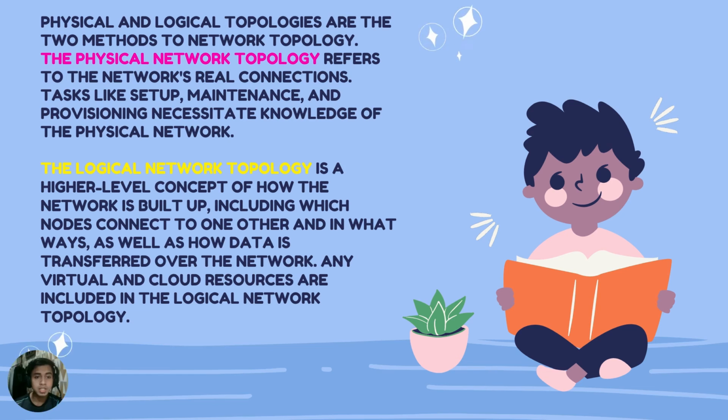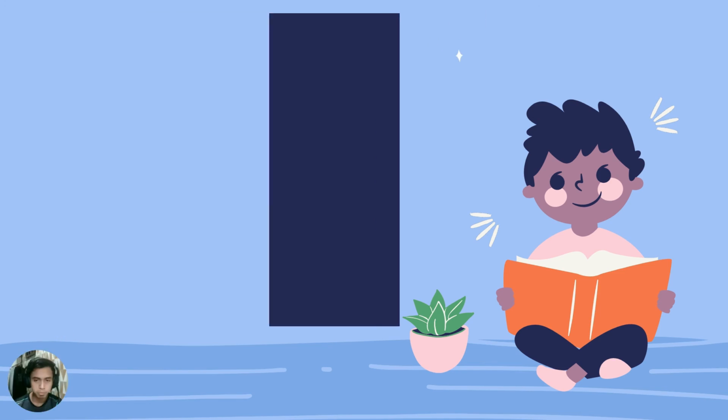So next, physical and logical topologies are the two approaches to network topology. The physical network topology refers to the network's real connections. Tasks like setup, maintenance, and provisioning necessitate knowledge of the physical network. The logical network topology is a higher level concept of how the network is built up, including which nodes connect to one another and in what ways, as well as how data is transferred over the network. Any virtual and cloud resources are included in the logical network topology.